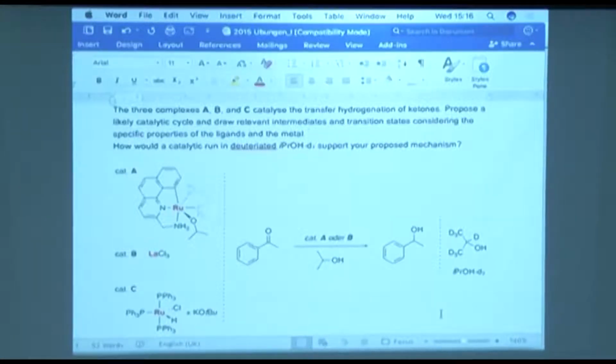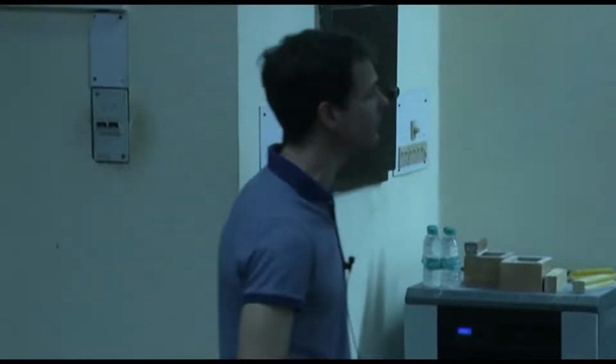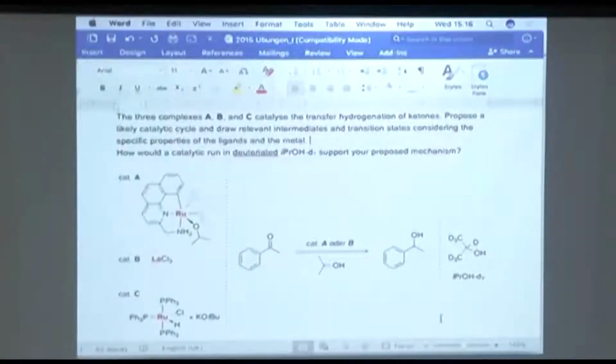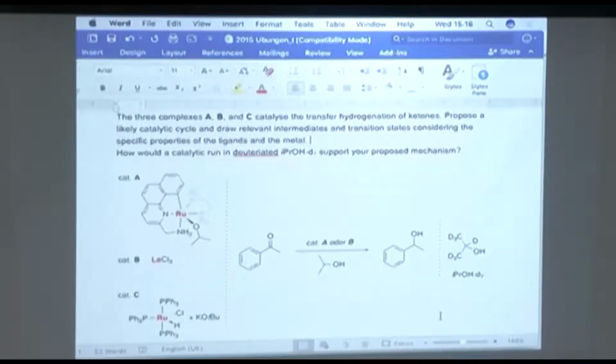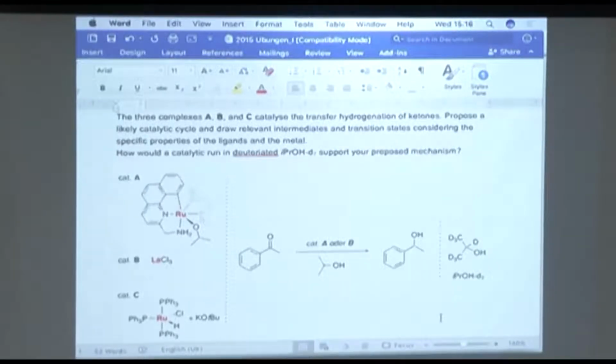And maybe we can just see whether we can apply what we're having there. Maybe for some of you this is totally trivial, and for those that it's not so trivial, maybe have a chat with your neighbors, with your colleagues, tell me whether you get stuck. So the question is, if we have those three catalysts, or these three complexes, I should say, not really catalysts, there should be A, B, or C. Note that only this one here works with a base. This one doesn't work with a base. This one doesn't work with a base. So propose a mechanism, draw key intermediates, transition states that are relevant for this transfer hydrogenation.